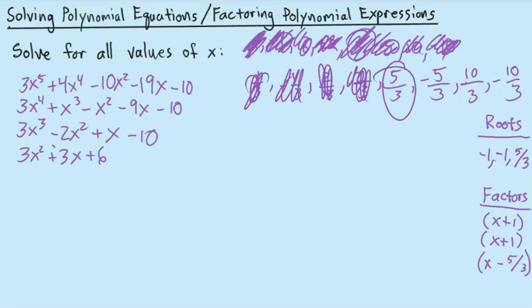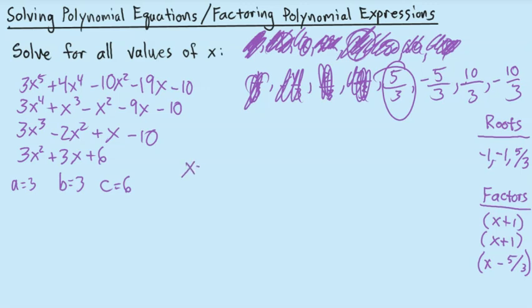But if you were to put this in Desmos, you would actually see that it doesn't cross over the x-axis at all. So it doesn't have any zeros. But I'm going to prove that to you. We're going to use the quadratic formula. We're going to say a is equal to 3, b is equal to 3, and c is equal to 6.